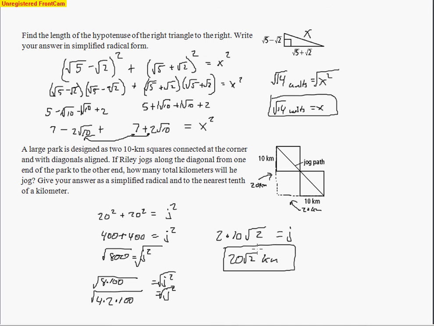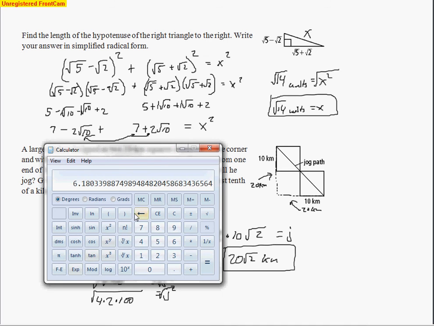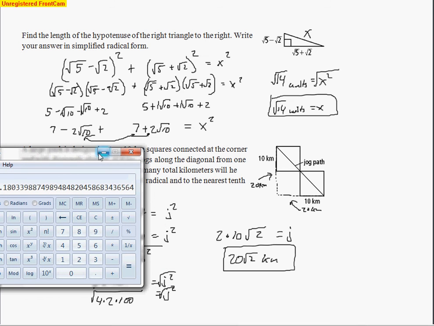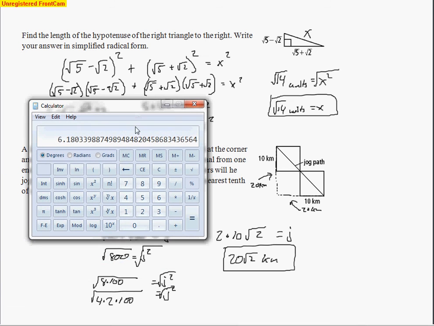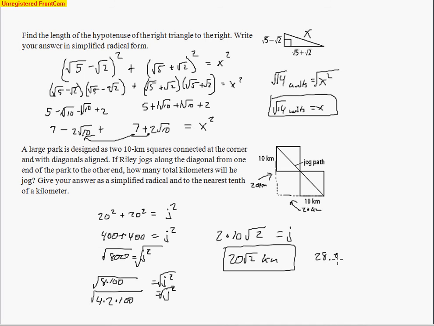Now we're going to find the approximate value in decimal form rounded to the tenths. I'll enter 20 times the square root of 2 and press equals, and there it is: 28.3 is what this would round to. The 8 is big enough to round the 2 up. So 28.3 kilometers is the length.